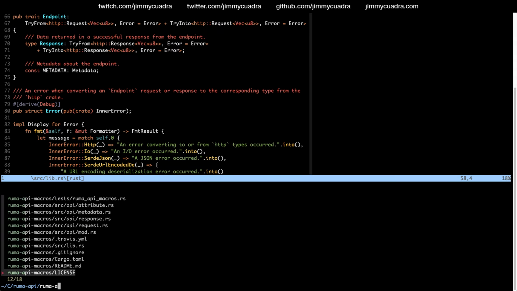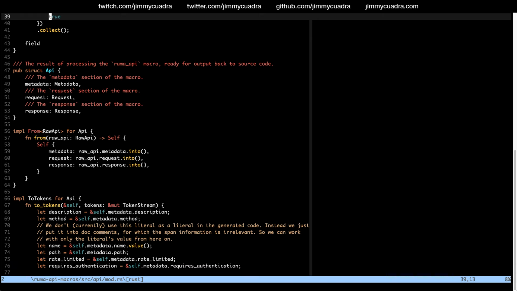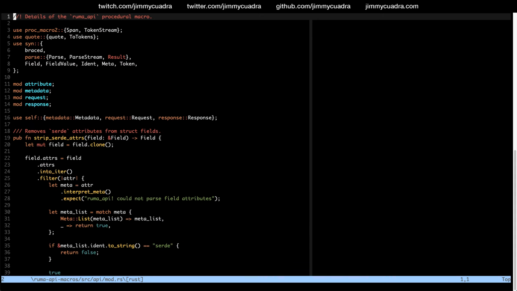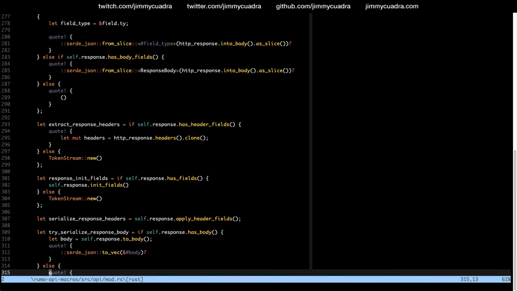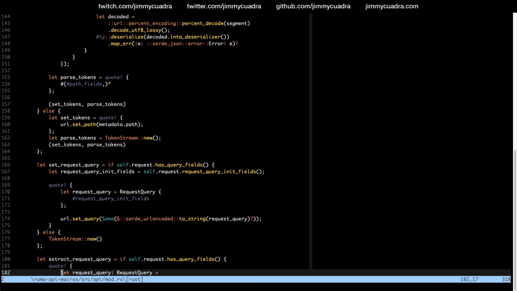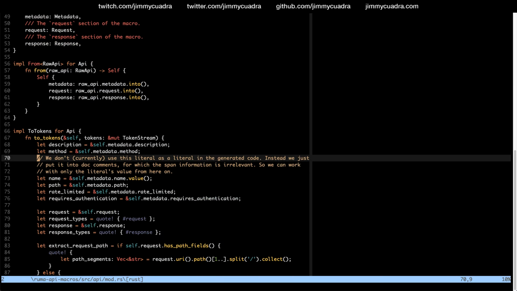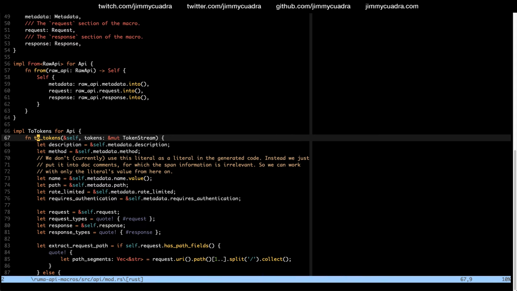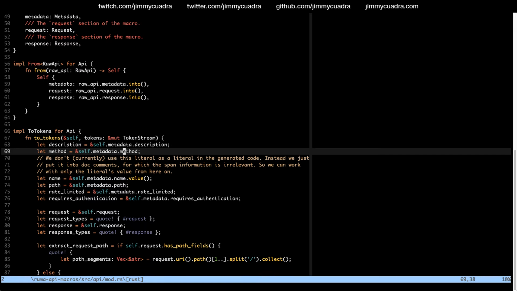Okay, so the other thing we need to redo from the previous stream is we need to look at the Ruma API macros source. I think it's under mod. So in this, let's see. This is the code that generates the expanded code that the macro generates. This ToTokens implementation will take a token stream and create a new token stream that becomes the expanded macro code.